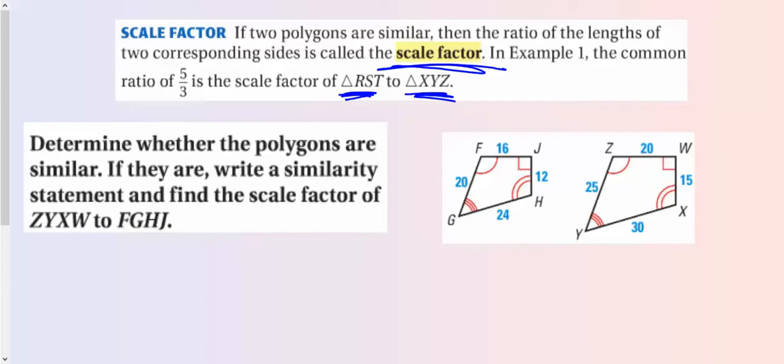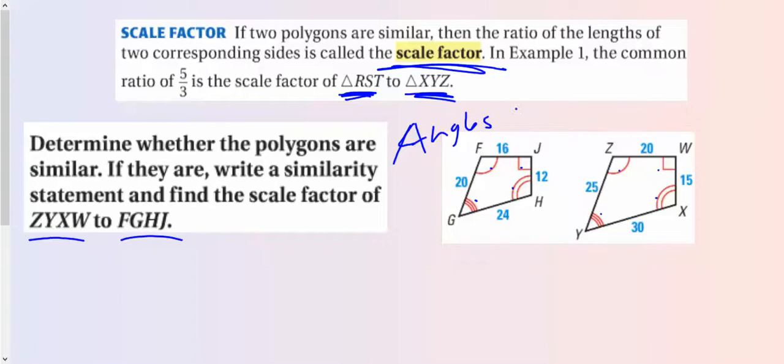Okay, so using that information, determine whether the polygons are similar. If they are, write a similarity statement and find the scale factor. And again, here they're going to give you the specific example. So all the angles, angle, angle, angle, and angle, all the angles are good to go. All right, we got the angles.